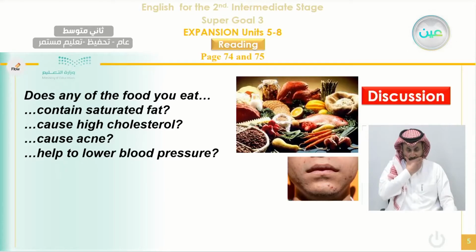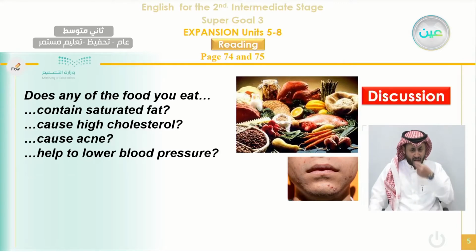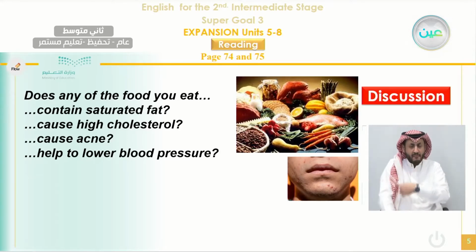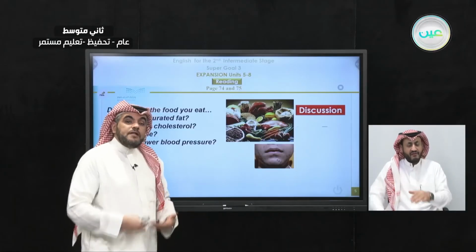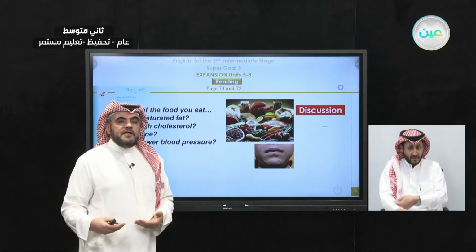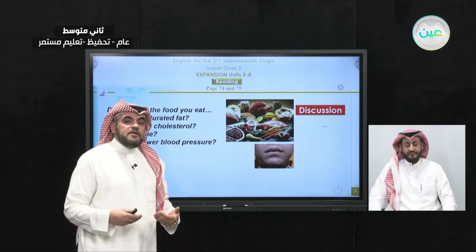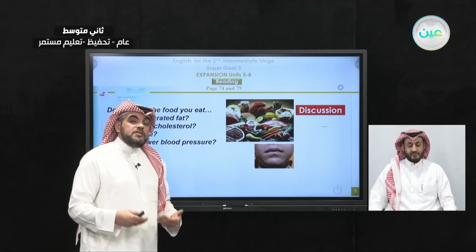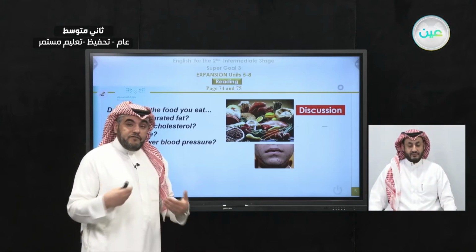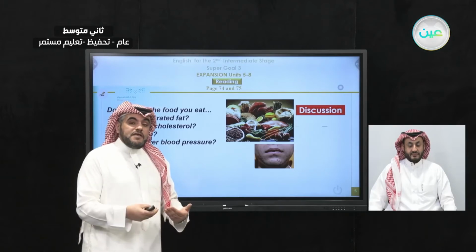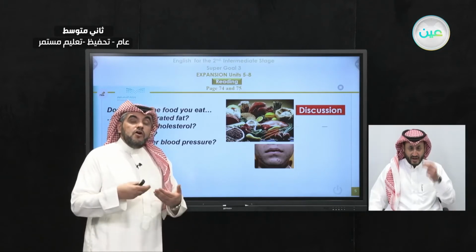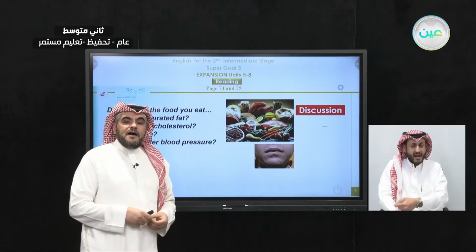Okay, does the food help to lower blood pressure? Some people use kinds of food to help in treating some illnesses, like high blood pressure. If somebody has blood pressure that affects the arteries, the veins of the body, does the food that you eat lower it or make it higher?